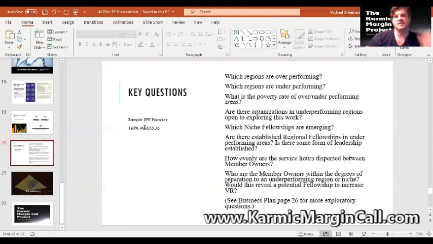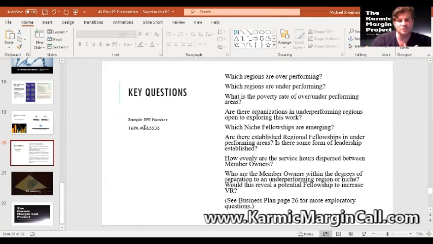Are there organizations in underperforming regions that are open to exploring this work? So we might develop fellowships with local activist or nonprofit organizations. So that's one of the questions we ask there. What are the niche fellowships that are emerging in both over and underperforming regions? What kind of trends are starting to emerge? What are people focused on? And what niches are experiencing a lot of growth? Because what that shows us is that competition is starting to become cooperation, with those areas of focus.